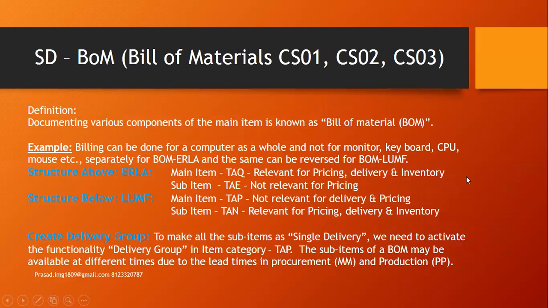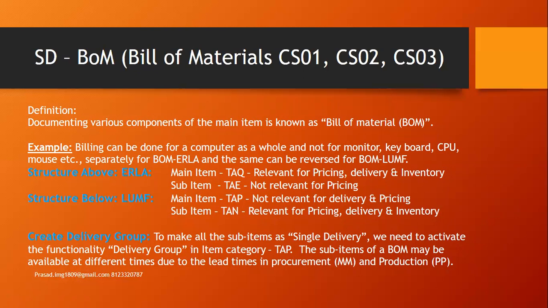So what is meant by bill of materials? Bill of materials is nothing but documenting the various components of the main item, which is known as BoM, a single level explosion of the BoM. In this scenario, take a computer as an example. The billing can be done for the computer as a whole and not for the monitor, keyboard, CPU, mouse, etc. separately for a BoM with the item category group ERLA, that is the structure above. And the same can be reversed for the BoM with LUMF.